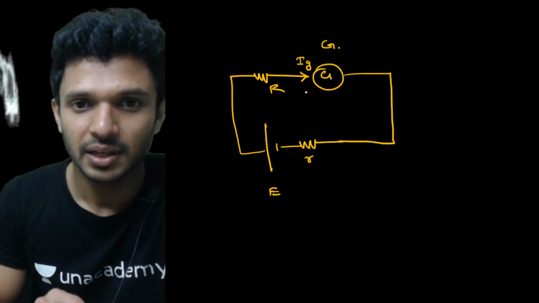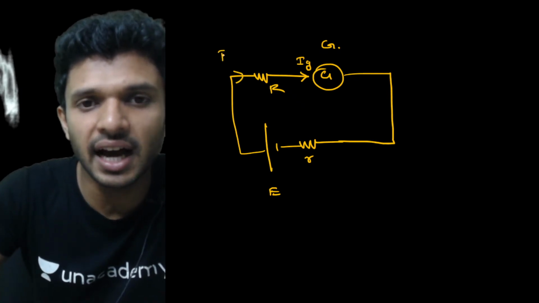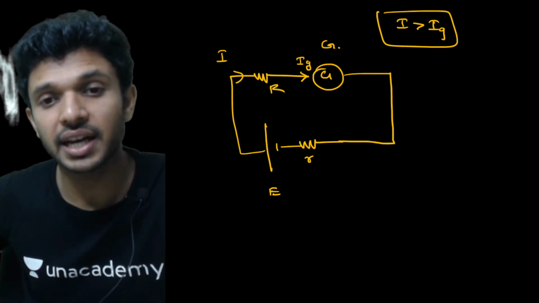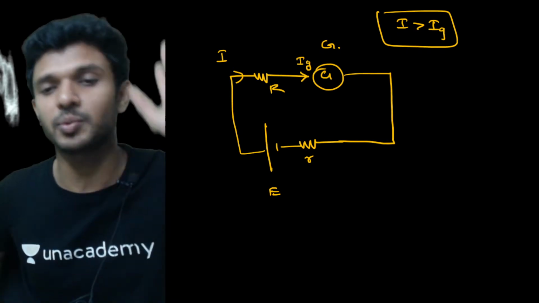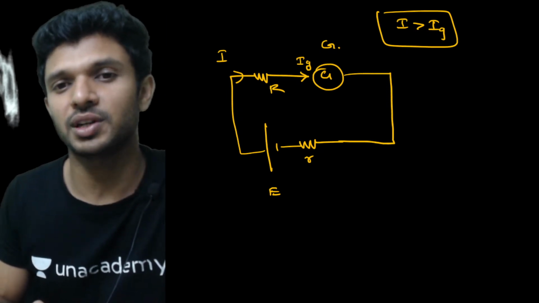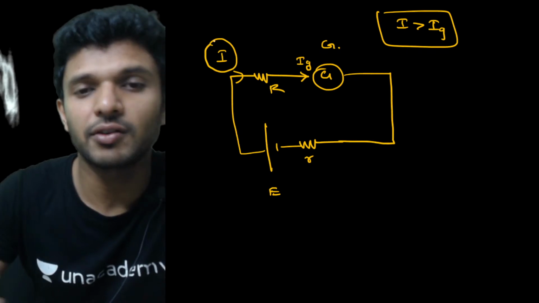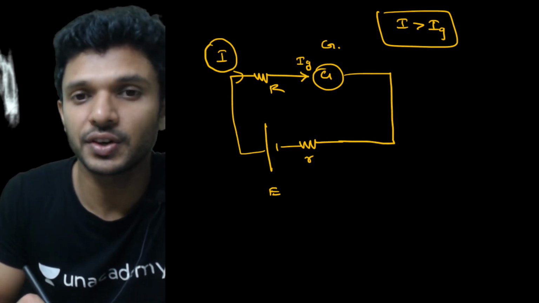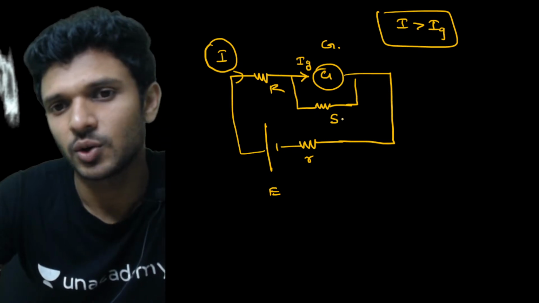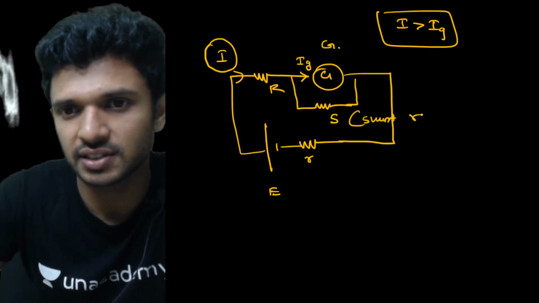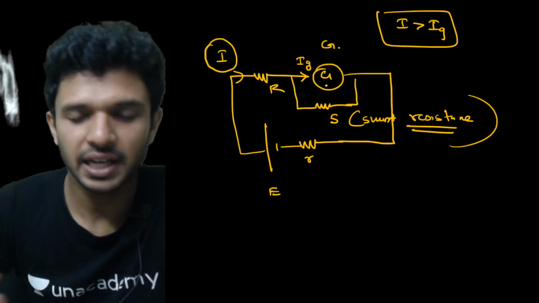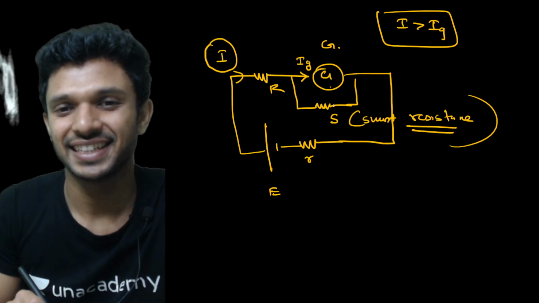Yes, but this is a circuit which has a current I which is greater than Ig. That means the current in this circuit is more than the maximum amount of current that can be passed through the galvanometer. What happens if this current passes through the galvanometer? It will be damaged. We don't want the galvanometer to get damaged. At the same time, using the same galvanometer, we need to find the value of I. What will you do? We will connect a resistor of very small resistance, and its name is shunt resistance, in parallel with this galvanometer. What is it called? Shunt resistance.